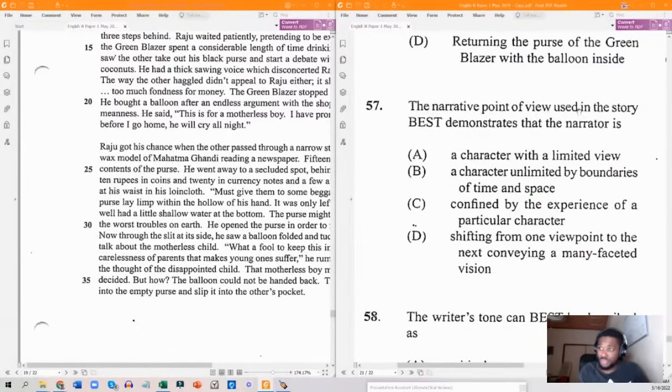57. The narrative point of view used in the story best demonstrates that the narrator is what? 57.